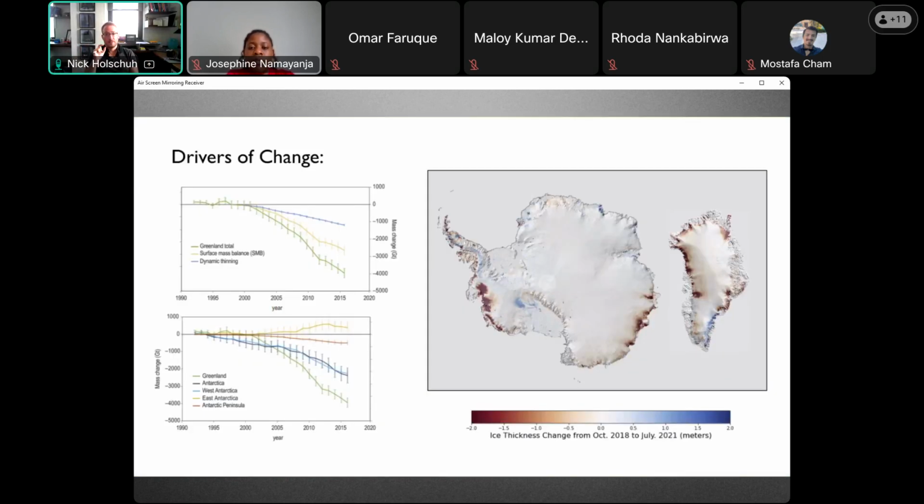When scientists are trying to understand the drivers of mass change, one of the things they do is try to deconvolve the effect of surface mass balance, so changes in melt associated with atmospheric warming, and dynamic thinning, changes in the thickness of the ice due to ice flow. This plot up here is showing in Greenland the partitioning between surface mass balance in yellow and dynamic thinning in blue. So changes in ice volume in Greenland are really governed by those changes in surface mass balance. In Antarctica, it's essentially all dynamic thinning.